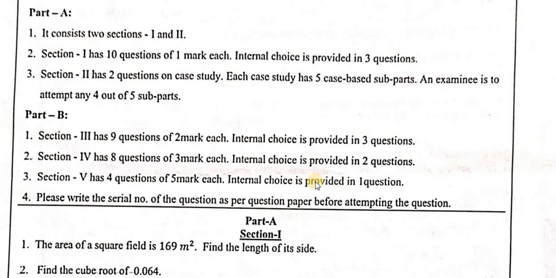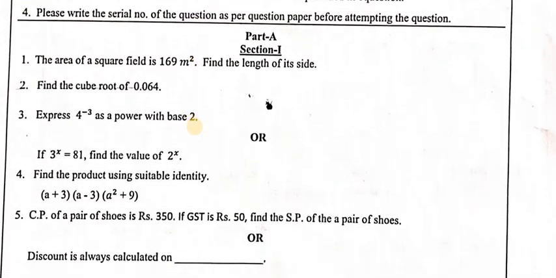So the question paper is given in 2 parts and 5 sections. In part A we are having 2 sections and in part B we are having 3 sections. So total 5 sections are there. Section 1 is 1 mark questions, section 2 is case study questions, that is also 1 mark questions, section 3 is 2 marks questions, section 4 is 3 marks questions, and section 5 is 5 marks questions. So now we will see the questions and how to solve them.